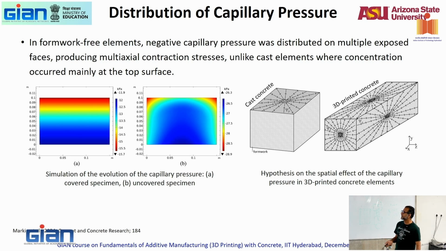And then you can do a final analysis, if you want, of these capillary pressures and see what happens with cast concrete and 3D printed concrete. Why do I have no pressure lines on these sides? Why do I have nothing here? Because there is no evaporation from that side. It's all sealed with the formwork, correct? Whereas in 3D printed concrete, you have flux lines on all sides, which means the rate of evaporation is much faster.